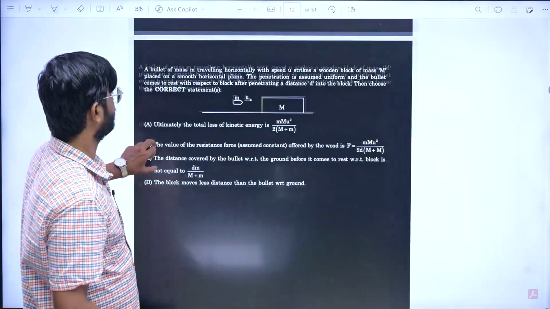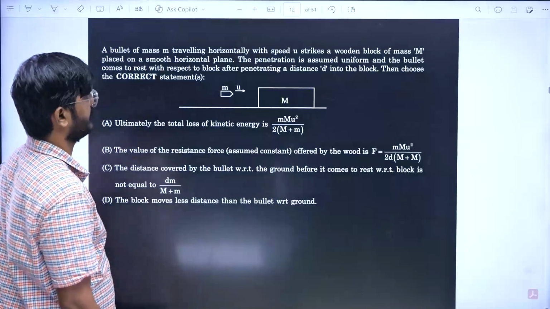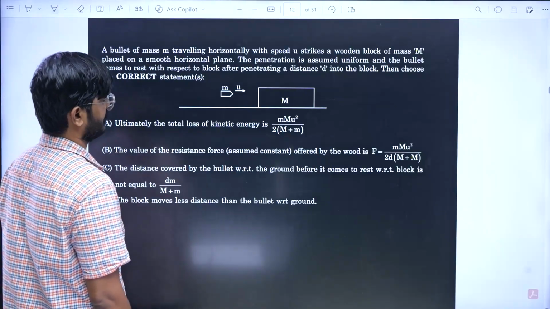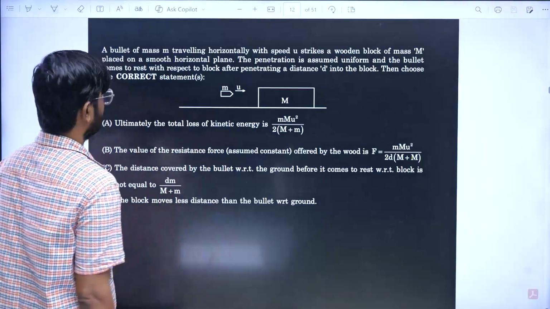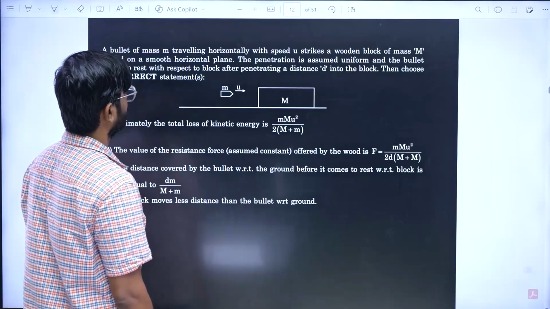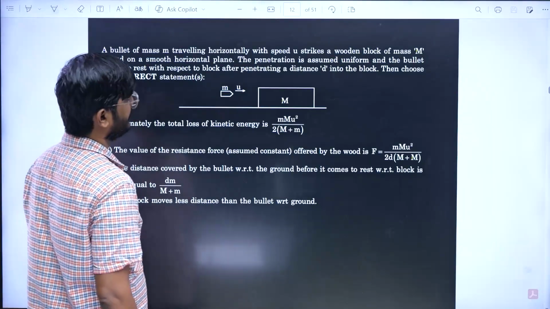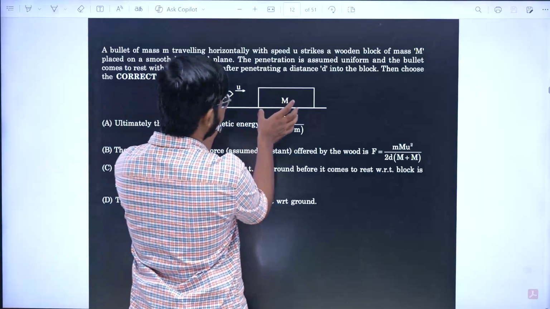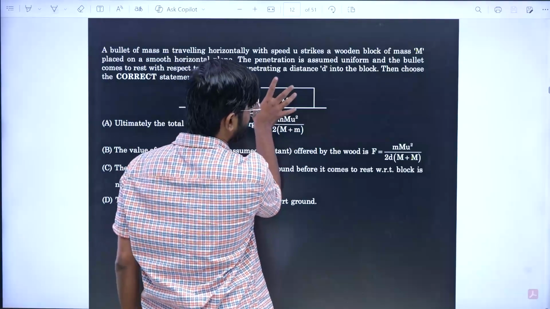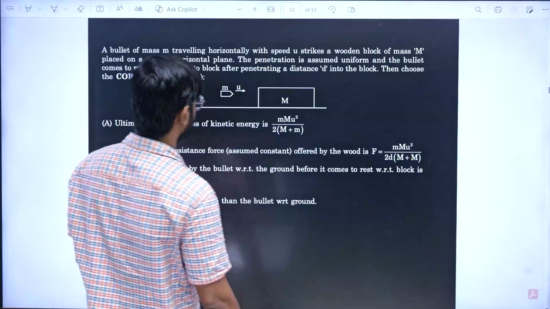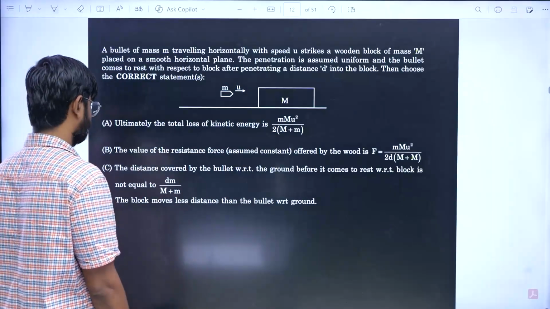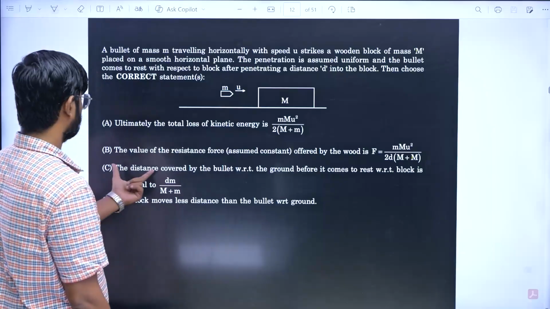A bullet of mass m traveling horizontally with speed u strikes a wooden block of mass m placed on a smooth horizontal plane. The penetration is assumed uniform, and the bullet comes to rest with respect to the block after penetrating a distance d into the block. Now you should understand, by the time it traveled a distance d into the block, these two things would have moved ahead also. So with respect to the ground, this is going to travel more than d. So this option is going to be wrong.